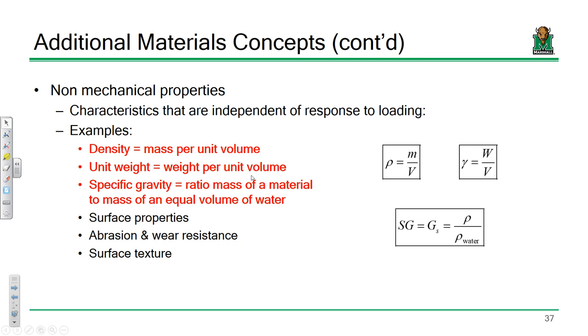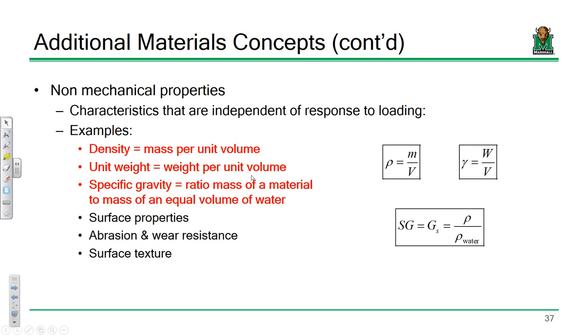There are also very important properties related to material that are non-mechanical. They don't have a thing to do with applying loads to it and observing its response. Some of those properties are very important to us as civil engineers. Things like density and unit weight.